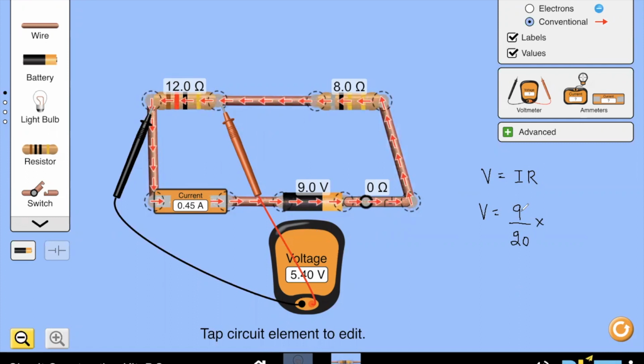Now let's multiply it by this resistance, which is 12 ohms. Now I'm going to cancel this with 4 3 times and with 4 5 times. And this is 27 divided by 5, and 27 divided by 5 is 5.40. You can do the same for the other resistor, and this basically helps us in understanding why voltage differs.